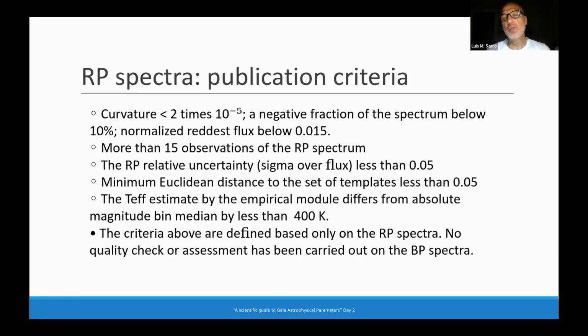Now, this is a repetition of something I said before. Both the selection criteria for processing and the criteria for publication of the RP spectra in DR3 are based on the same proxies, on the same quality criteria. Only for publication of the RP spectra, we were a bit more restrictive than for processing. But basically it's more or less the same: the curvature, the negative fraction, the flux in the reddest pixel, number of observations, etc., and the distance to the templates.